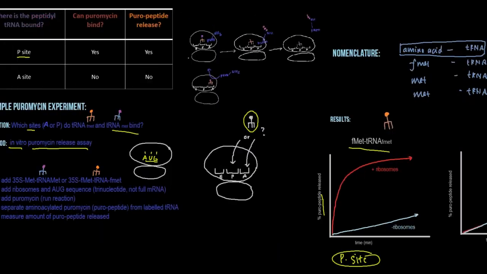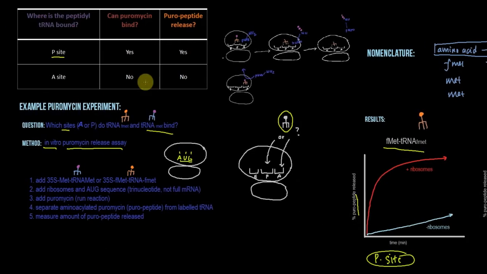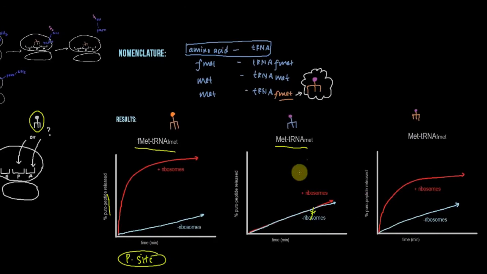And remember that puromycin cannot bind to the ribosome if the A site is not free. So the peptidyl tRNA must be bound to the A site if we're not seeing this release. The most reasonable explanation is that there's no puropeptide release because puromycin can't bind in the first place, because this peptidyl tRNA, Met-tRNAmet, is bound in the A site. And yes, that is the answer. So we would expect this guy to be bound in the A site.